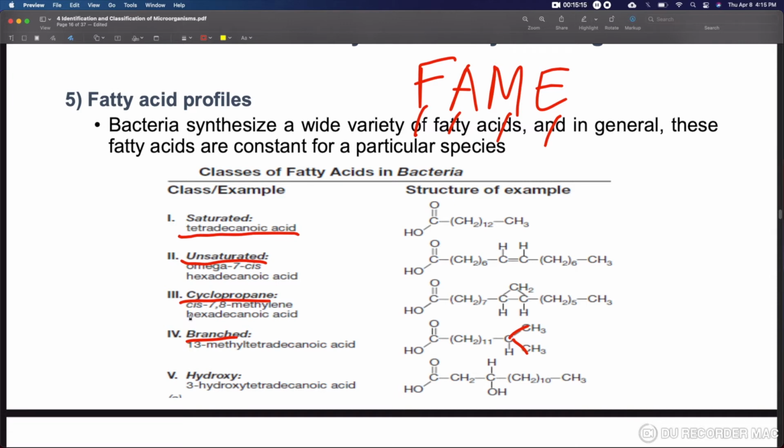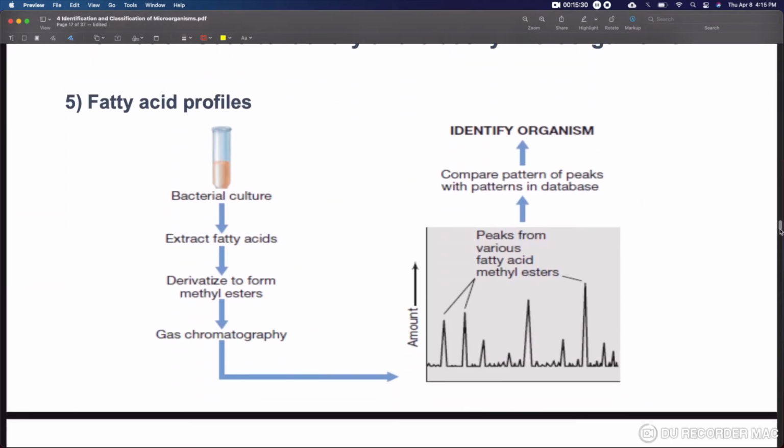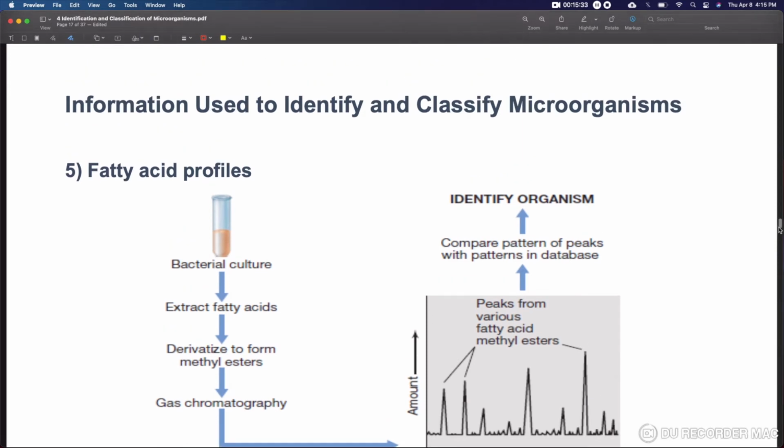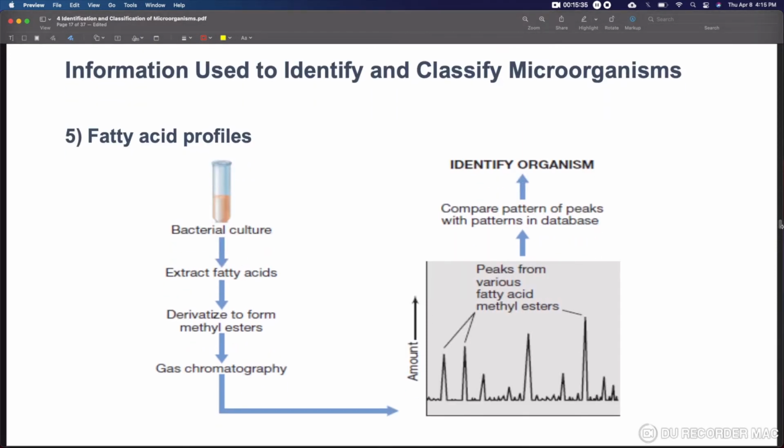So FAME analysis takes advantage of that and uses the profile of these fatty acids in identifying that microorganism. So how do we create that fatty acid profile? Essentially, again, we have your bacterial culture. We extract the fatty acid from the cell membrane of that bacteria. We convert it and derivatize it to form methyl esters.